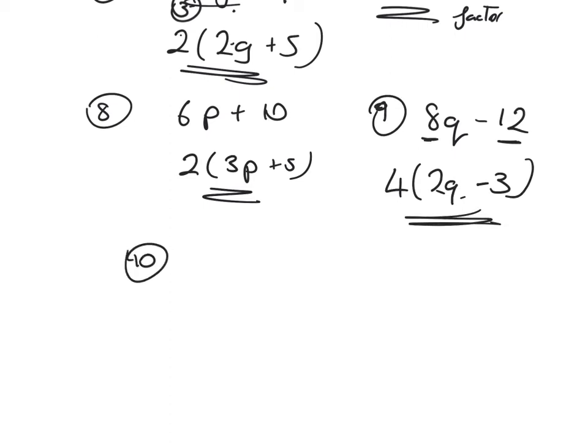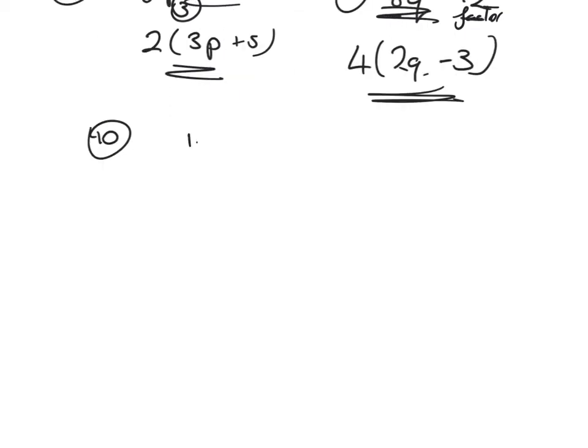Take down example 10. Okay, this time let's go for 10 minus 15p. Okay, so we've got a number before the letter. That shouldn't put us off. We still follow the same tactics, highest common factor. Okay, what can I take from 10 and 15? I can take 5. 5 times what gives me 10? That's 2.